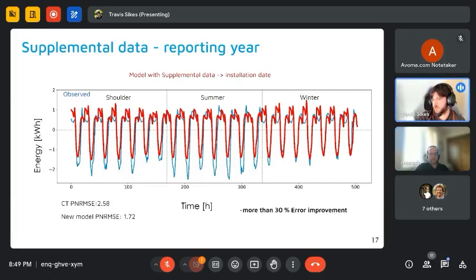Either way is an extrapolation. You're extrapolating a model built on shoulder and summer into winter by doing that. This is not extrapolation. This is a prediction minus the actual consumption.